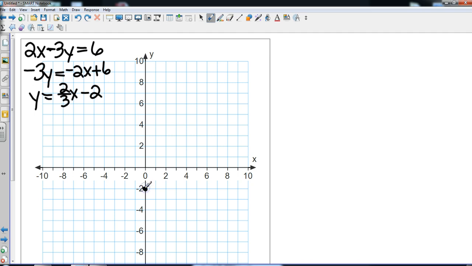And slope tells me to do what? Up 2 and to the right 3. Rise over run. Up 2 to the right 3.